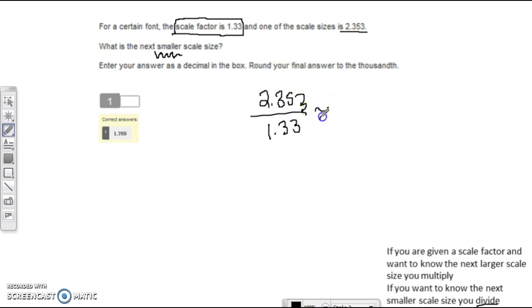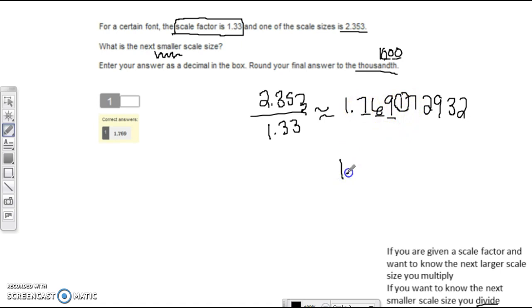And so my calculator tells me 1.769172, woo, all these numbers. And it says round to the nearest thousandths. 1,000 has 3 zeros, so we want 3 decimal places. Look at the number behind it, and that 1 is going to keep that 9 the same. So 1.769 will be the next smaller scale size.